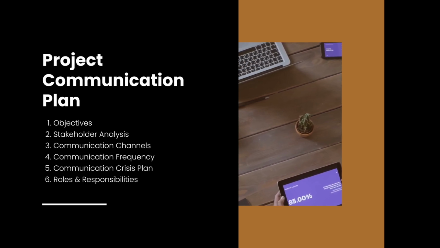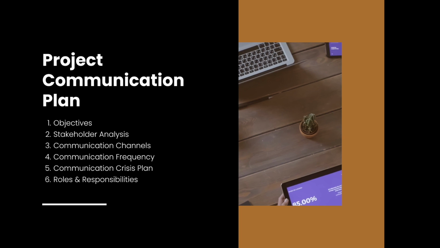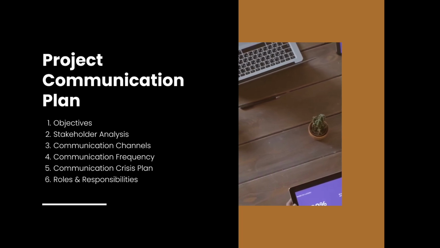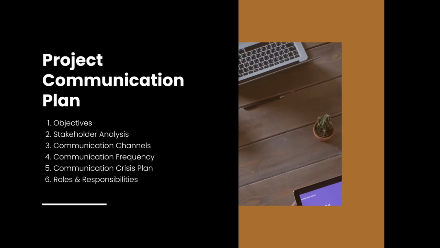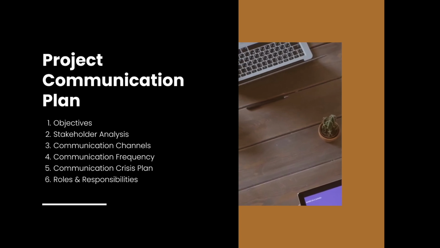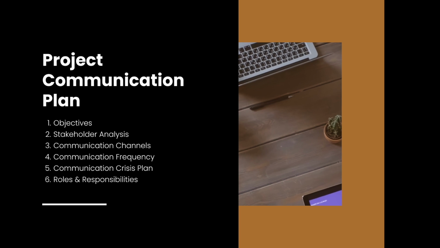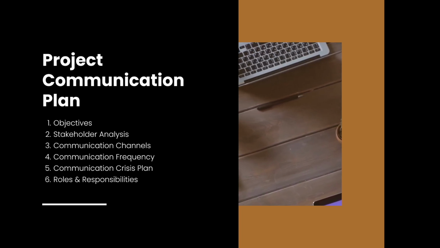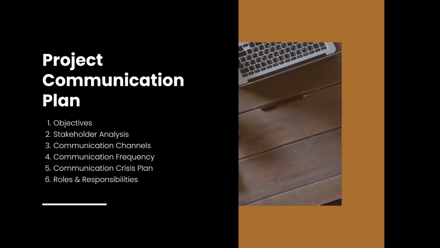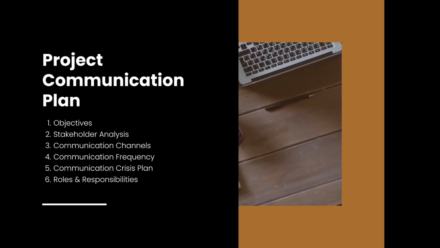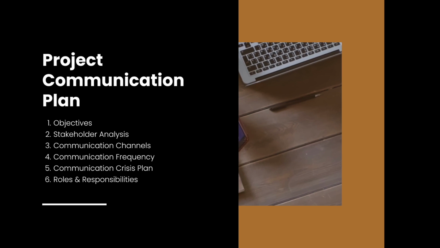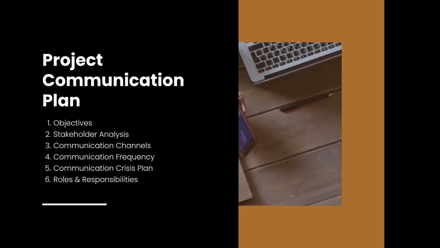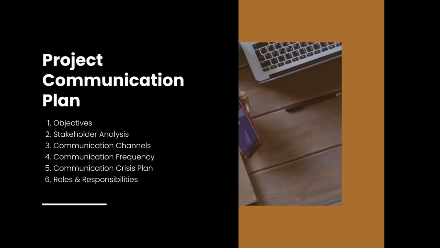Oftentimes, there are opportunities for unexpected communication barriers and risks. In that case, a communication crisis plan must be prepared beforehand to let the project team know how they can communicate in case of unexpected events. Each of the project team members' roles and responsibilities are also a vital part of the plan for communicating, implementing, and evaluating proposals.